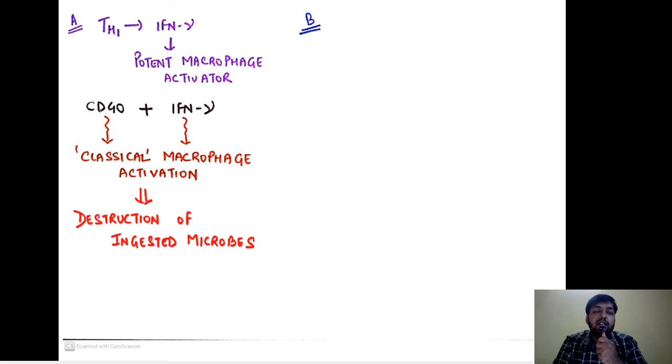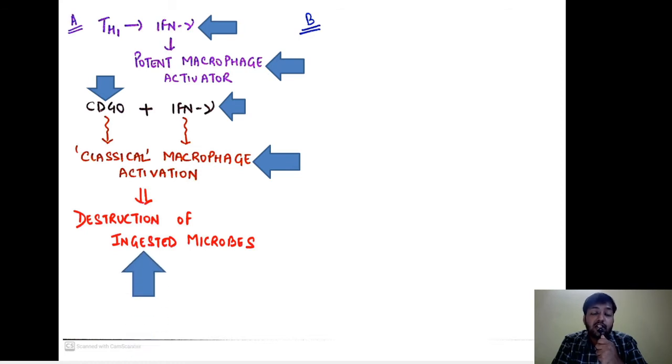Now coming just to sum up, the event number 2 that is happening. So the T helper 1 is releasing interferon gamma, which is a potent macrophage activator. Okay, so CD40, along with interferon gamma, they are the classical macrophage activation. As I have already told you before, the CD40 ligand produced on the surface of the helper T lymphocyte, when acting on the CD40 receptor on the macrophage, is going to activate the macrophage in the classical manner, which will lead to destruction of ingested microbes or intracellular microbes.